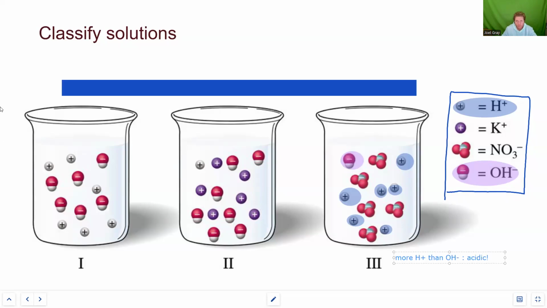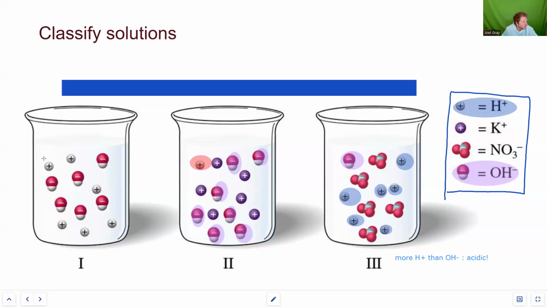Now, if we look at my middle solution, I've got 1, 2, 3, 4, 5, 6, 7 hydroxide ions. And then how many hydrogen ions? 1. So I've got more hydroxides than hydrogen ions. So that means that this middle solution, number 2, is going to be basic.